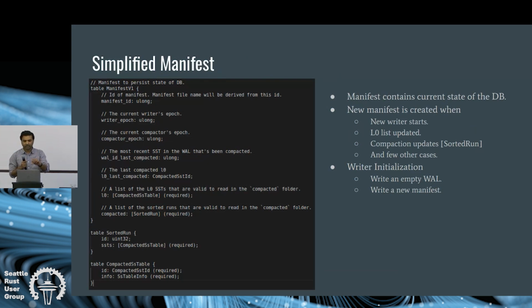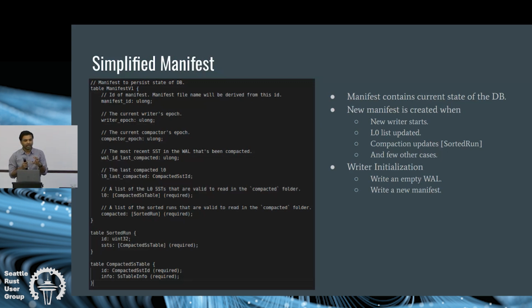Here I'm showing a simplified manifest. I talked about the WAL ID last compacted before. The other one is L0 last compacted. Every time compaction runs, that particular property is updated. Two other properties: L0, that is the set of SST files that are waiting to be compacted, and compacted, which is a sequence of sorted runs, and each sorted run is a sequence of SST files. That is what is there in the manifest.